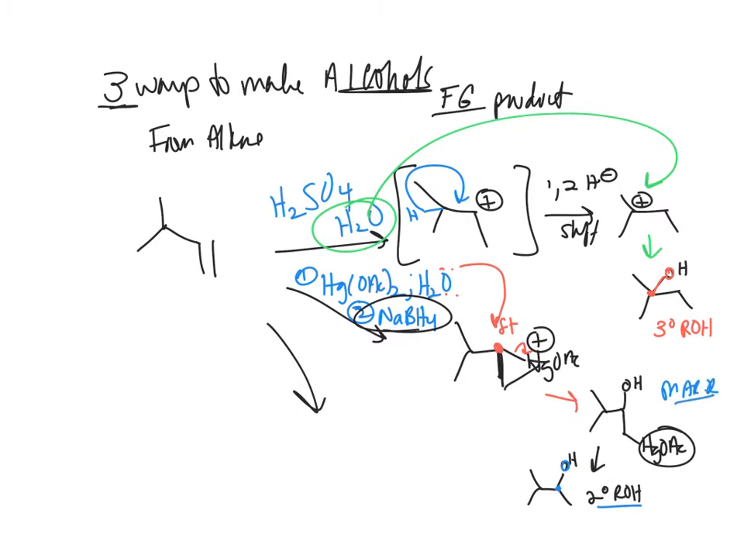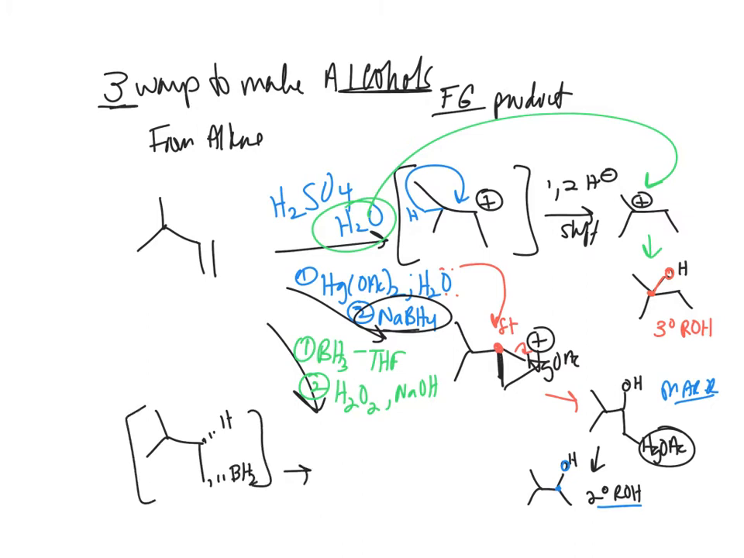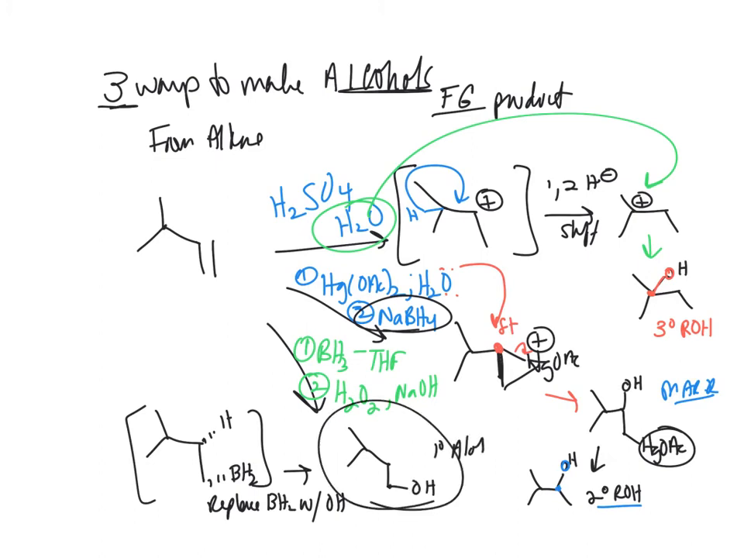Here you could react this with BH3 in a THF solution. That's how you would have it in a bottle. And then you treat it with hydrogen peroxide and sodium hydroxide, and your intermediate is going to add hydrogen here and BH2 there. Then you basically replace your BH2 with OH. So then you get a primary alcohol. So you see that you have 3 different alcohols from the same alkene.